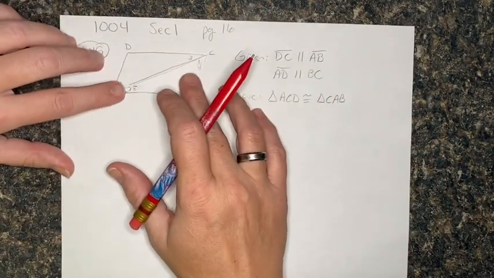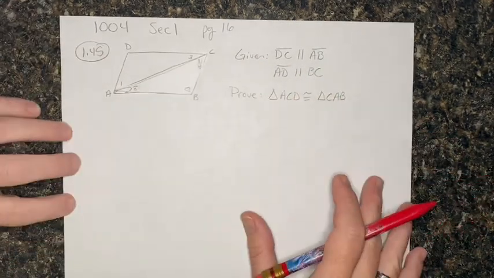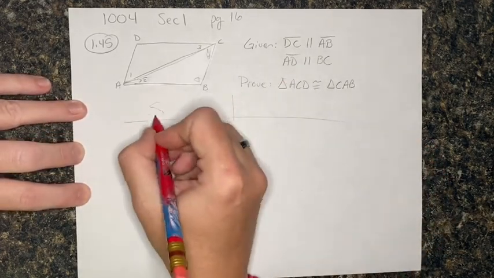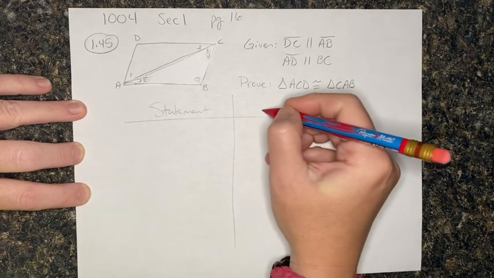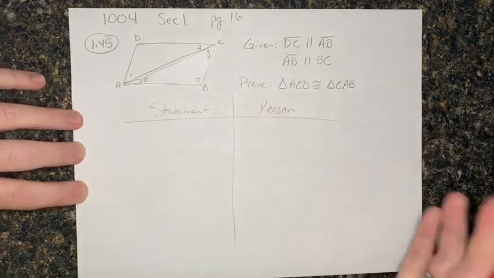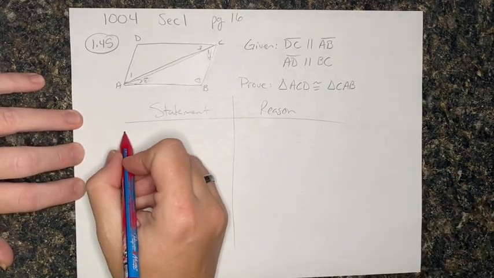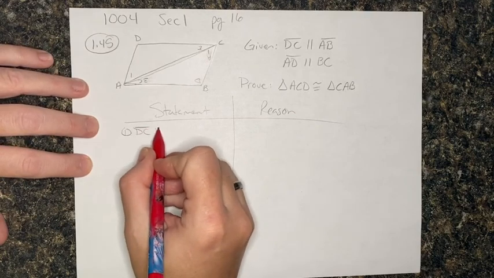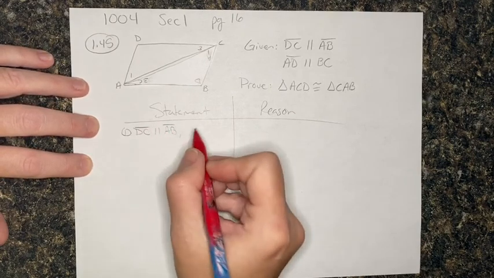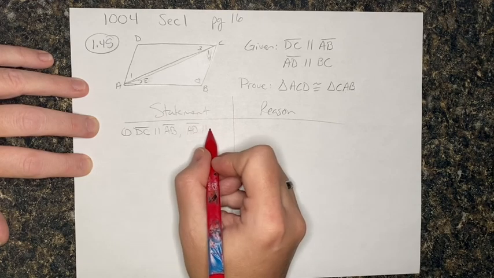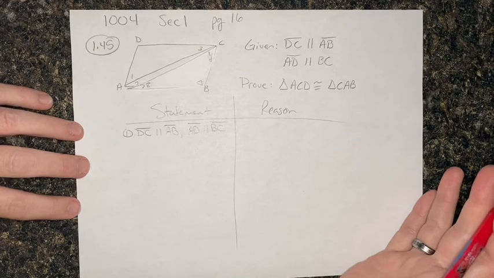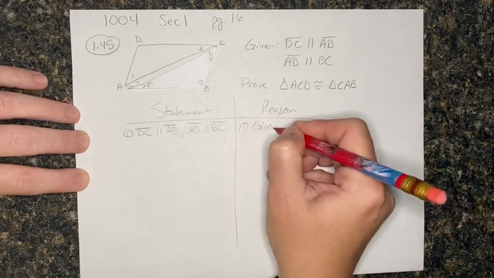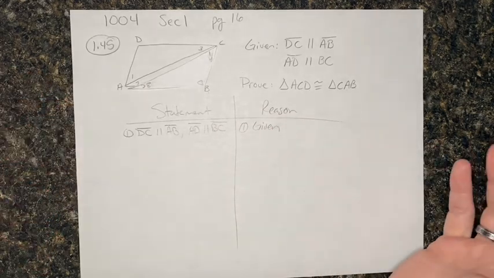So I'm going to leave that sitting there for now as we work through this proof, and I'll move it out of the way if we need to. But let's get set up here. So we have our statements and then we have our reasons, the reasons why our statements are true. Always and forever, our first statement is our given information. We know that DC is parallel to AB and that AD is parallel to BC. That is our first bit of given information, and that's our reason. Why is this true? Because it was given to us as being true. Done.